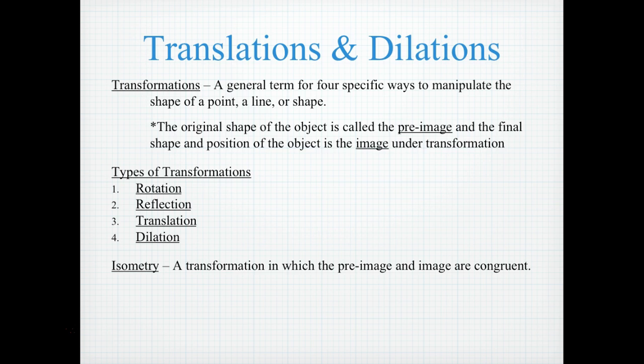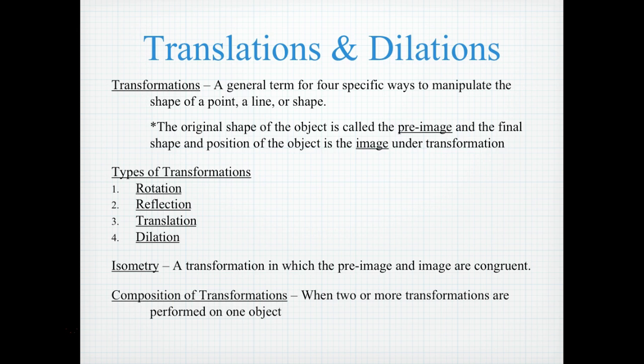A transformation is isometric if the pre-image and the image are congruent. Three of the four transformations are isometric, and they're the rotation, the reflection, and the translation. The dilation is not an isometric transformation. And a composition of transformations is when two or more transformations are performed on one object.